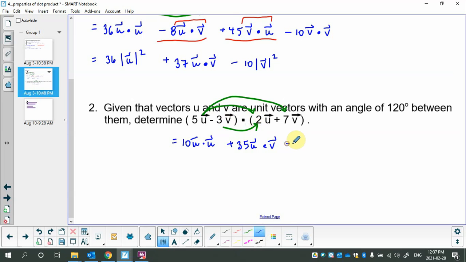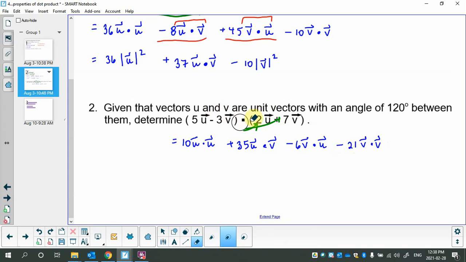Then this one is -6 vector v dotted with vector u. And last of all, -21 vector v dotted with vector v. So I'm going to get rid of all this because I do need to read what's underneath that.